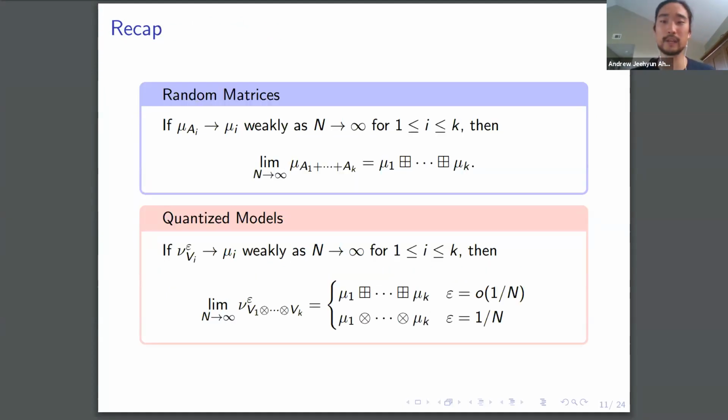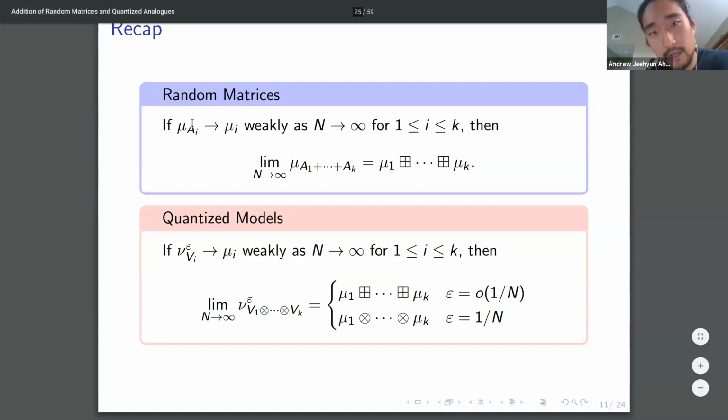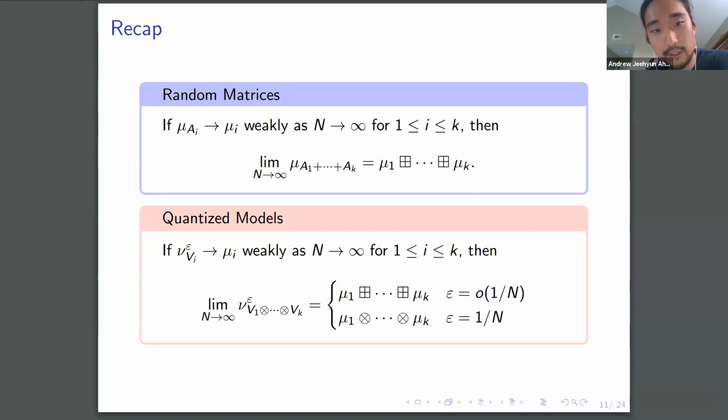Okay, so let me just recap everything that I just said. This is sort of the conclusion of the first part of the talk. So we had two models. We have this random matrix model and this additive random matrix model, and we have some quantized models. In the additive random matrix model, we said that if the spectral measures of each of the summands A sub i converge to mu sub i weakly, as n tends to infinity, then the limit of the spectral measure of the sum of the A_i's will converge to the free convolution of the limits.